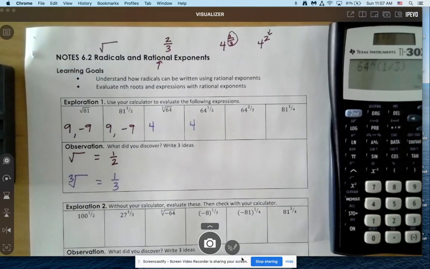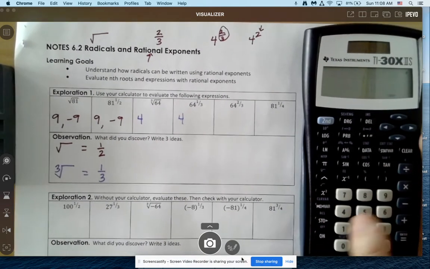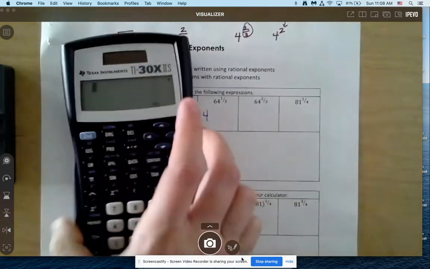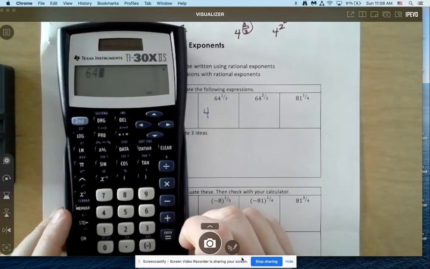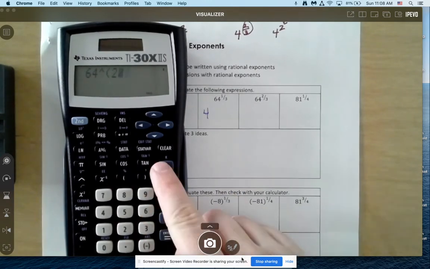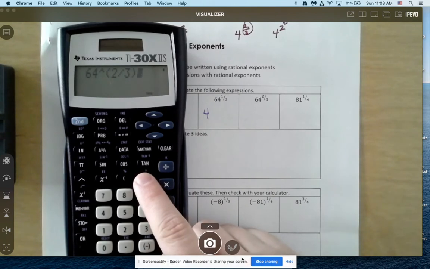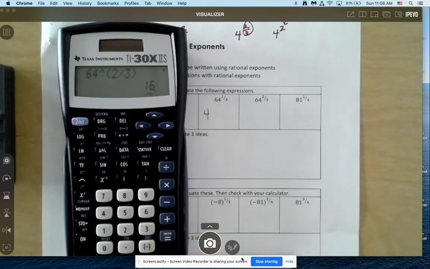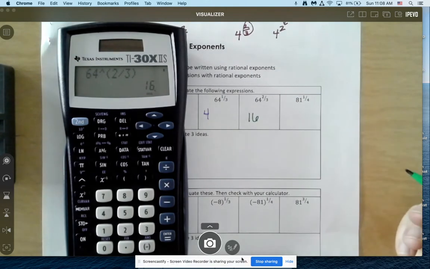Okay. All right, let's try another one here. 64 to the 2/3 power. So can you guys still see my calculator a little bit here? I guess I could move it here. All right. So 64 to the power, parentheses, 2 divided by 3. That's what it should look like in your calculator. Hit equals, and you should be getting 16. I wonder what that means.